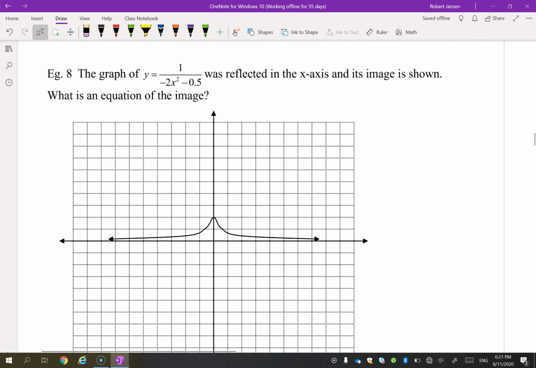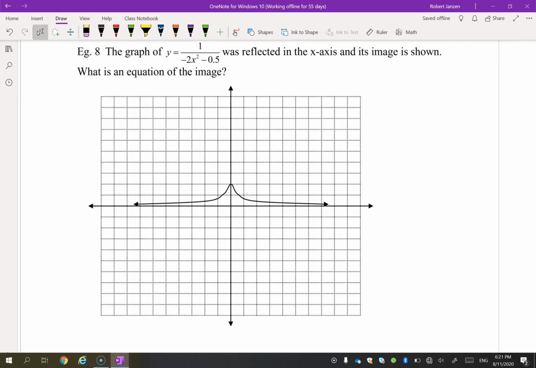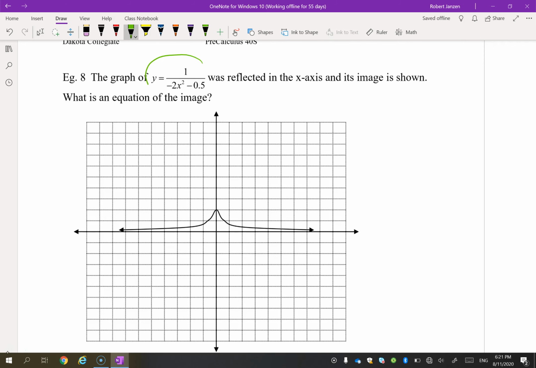All right, this is an interesting question, and for some reason these questions on your homework, on your tests, cause quite a bit of grief. So let's make sure we explain this fairly well. It says the graph of this is a reciprocal function. It says was reflected over the x-axis. So it's flipped like this, okay, over the x-axis. And the image is shown.